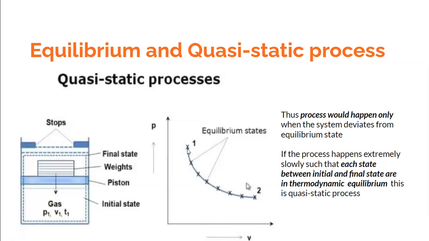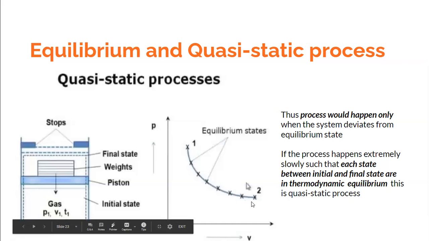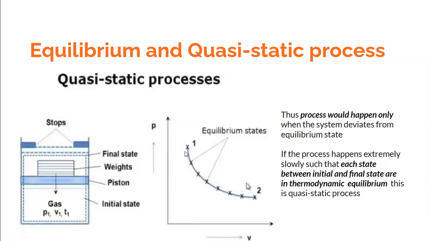We would simply say that there is some real process happening between 1 and 2, as a result of which the system has gone from one equilibrium state 1 to another equilibrium state 2, right? If this has to happen in a manner that each state between 1 and 2 is almost at thermodynamic equilibrium, then this process is called a quasi-static or quasi-equilibrium process.